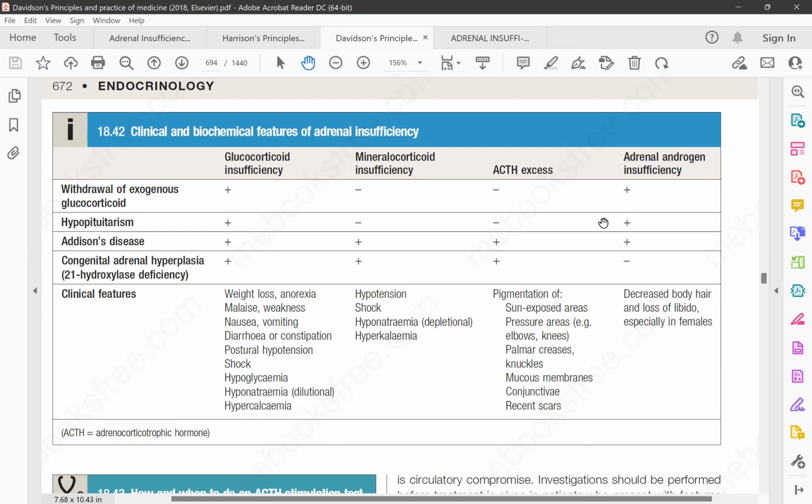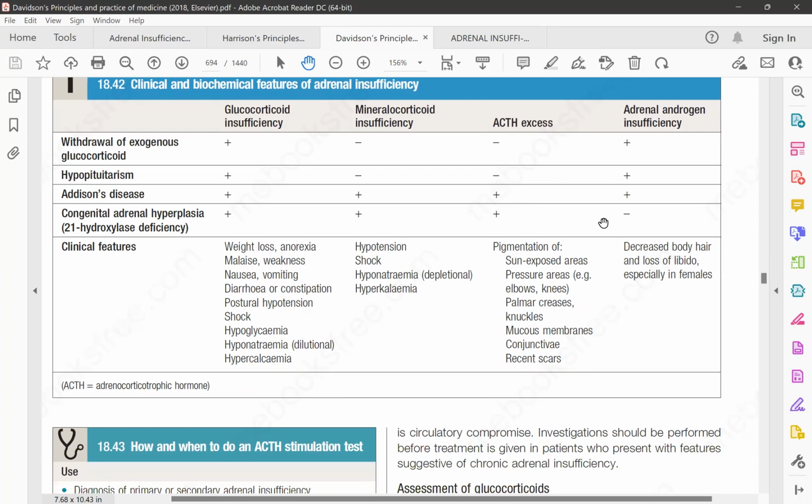Congenital bilateral adrenal hyperplasia is an enzyme defect, 21 hydroxylase deficiency. That is the first one to be excluded, particularly in children. They have all the three, but adrenal androgen deficiency we don't see because 21 hydroxylase is not involved in androgen production. Clinical features: weight loss, anorexia, malaise, weakness, nausea, vomiting, diarrhea, constipation, postural hypotension, shock, hypoglycemia, hyponatremia, hypercalcemia. Whereas with mineralocorticoid deficiency: hypotension, shock, depletional hyponatremia, and hyperkalemia.